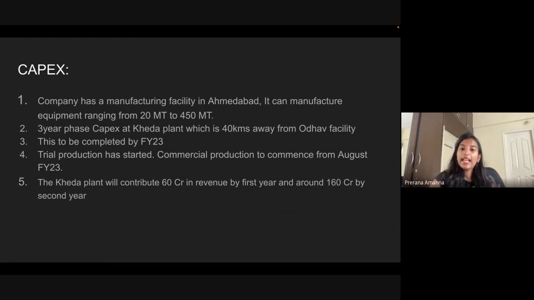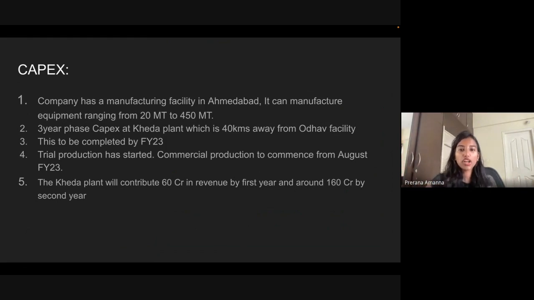So already until 2019 they had one plant, and that is in Ahmedabad, right? That company has a manufacturing facility in Ahmedabad, and they were manufacturing equipment like I told you, that heat exchanger ka size used to range from 20 megaton to 450 megaton, right? Like they had different product ranges. Matlab heat exchanger hi hai, but different sizes ka heat exchanger, right? That used to be there.